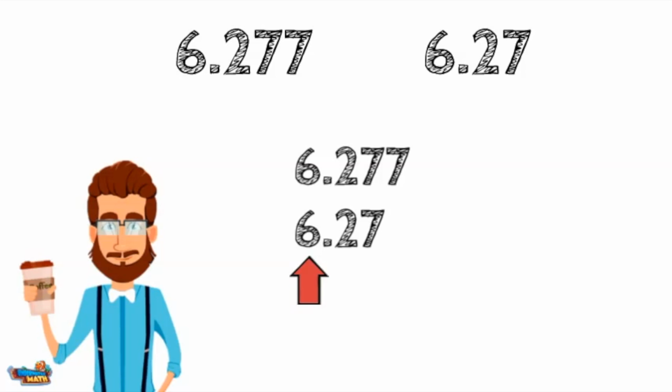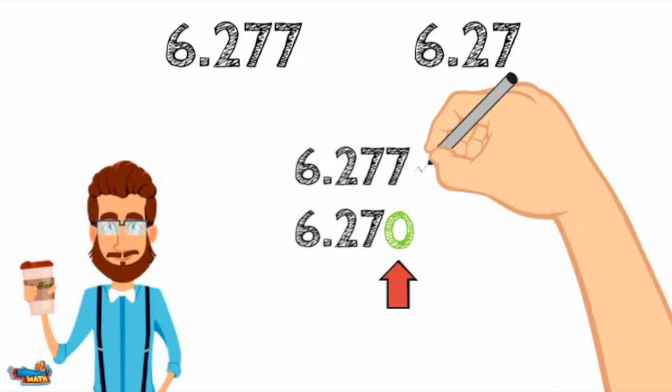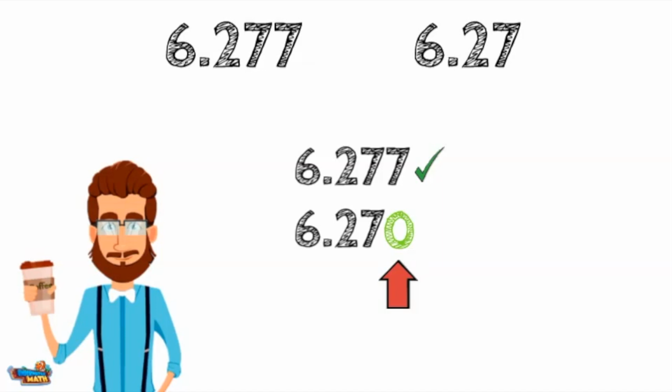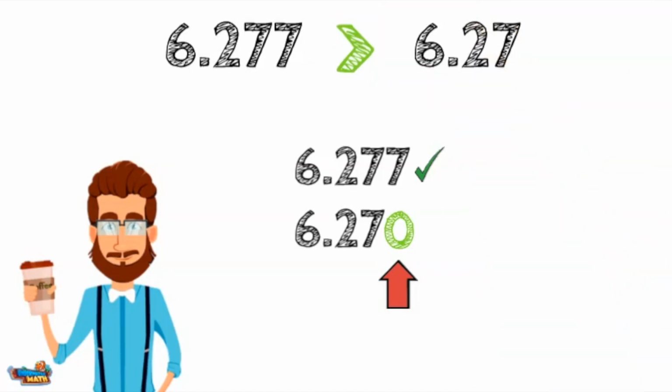Both decimals have a 6. We move to tenths place. Both decimals have a 2. We move to the hundredths place. Both decimals have a 7. We move to the thousandth place. To compare this place value, we add a 0 to the bottom number. This does not change the value of the bottom decimal. The top number has a larger value. This means 6 and 277 thousandths is larger than 6 and 27 hundredths.